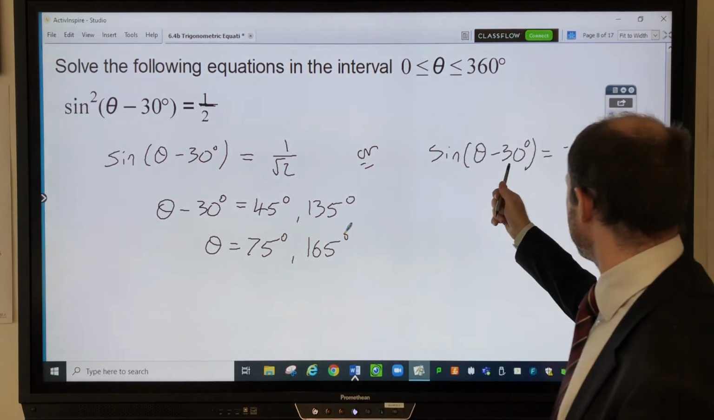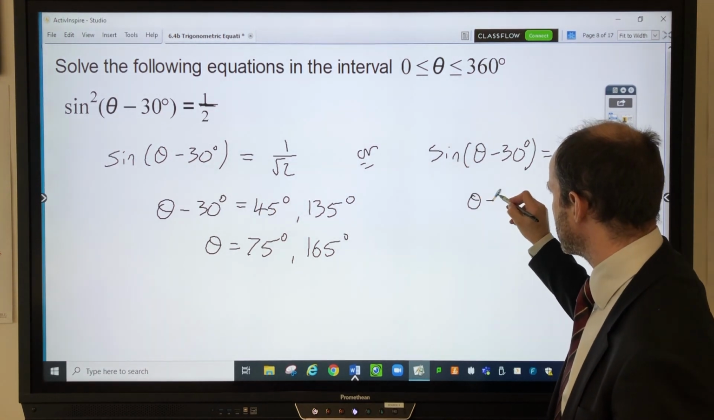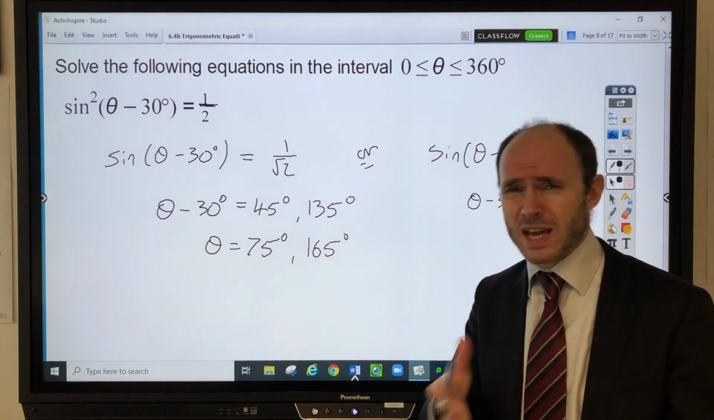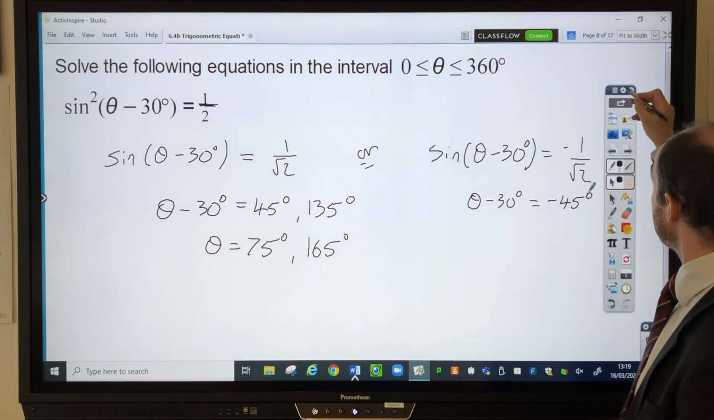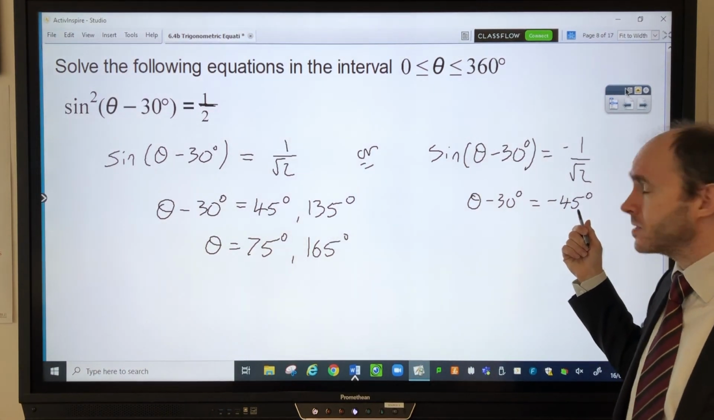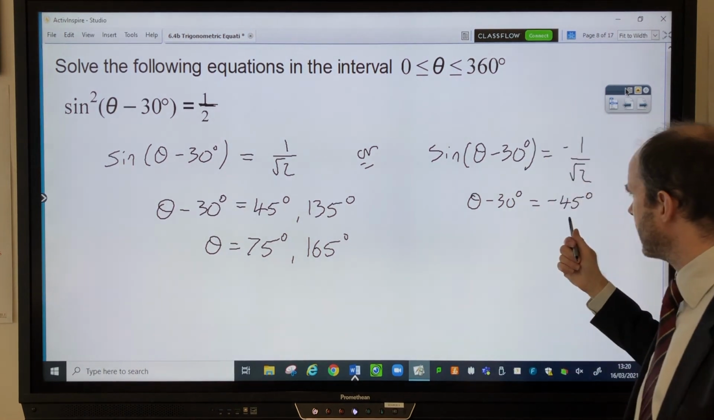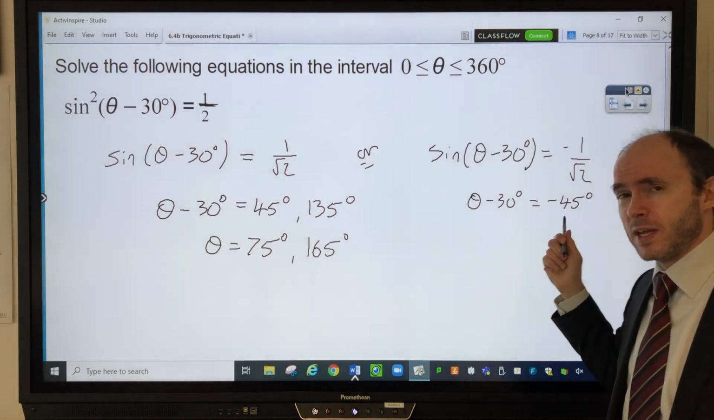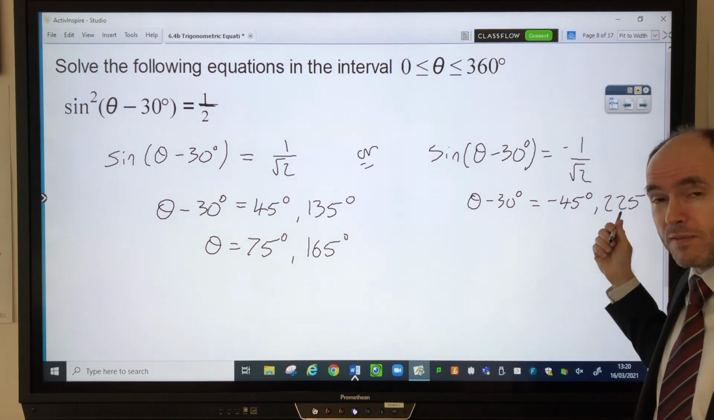Okay, and then this one here, so we need to do the inverse sine of negative 1 over root 2, so theta minus 30 degrees, and that's going to be negative 45 degrees. Check it in your calculator if you wish, but it is negative 45 degrees. Now with that, of course, when you add on 30 degrees, you'll still get a negative answer. So just bear in mind, that's not going to give us one of our final solutions, is it? Okay. The next answer is going to be 180, subtract that. Now when you subtract that from 180, you get 225 degrees. That's going to be one of our solutions, isn't it?